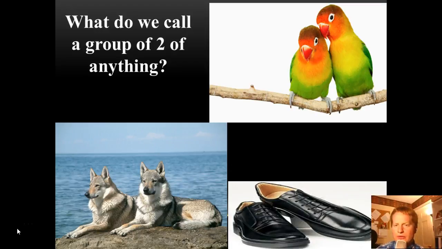In order to understand the mole, we first have to understand other quantity words. For example, if we're talking about two of anything, so two birds, two wolves, two shoes, what do we tend to call that? We tend to call it a pair or a couple, right? And if you were to say a pair or couple, everyone would know that you're talking about two.